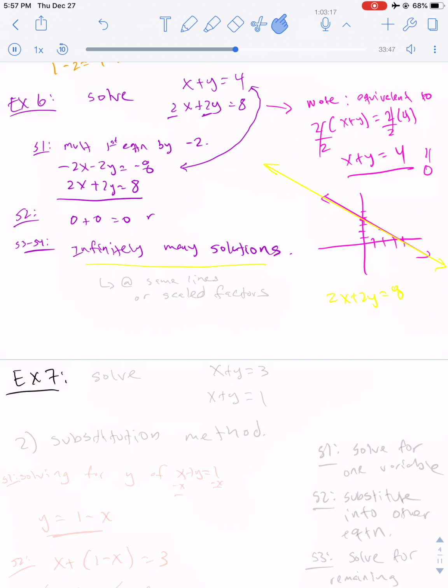Alright, now let's go on to a different type of example. Now in example 7, again, same instructions, solve the system: x plus y equals 3 and x plus y equals 1. Let's try our elimination method. Well, actually, let's try the other method that we're not going to use. So, substitution.